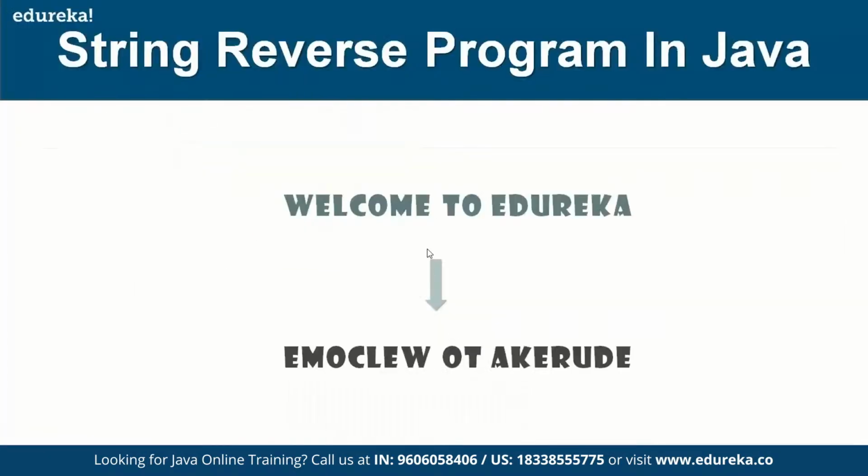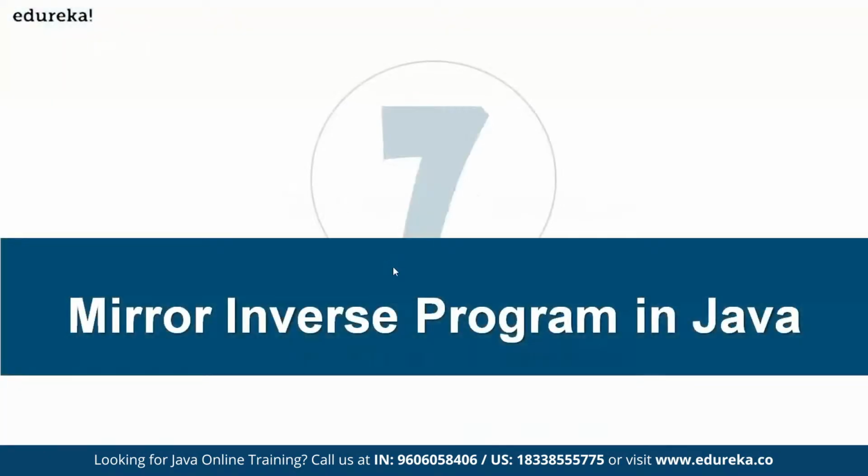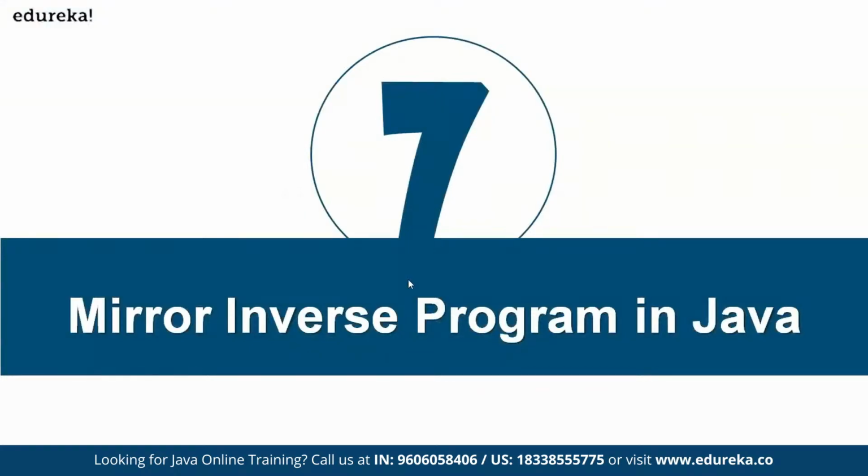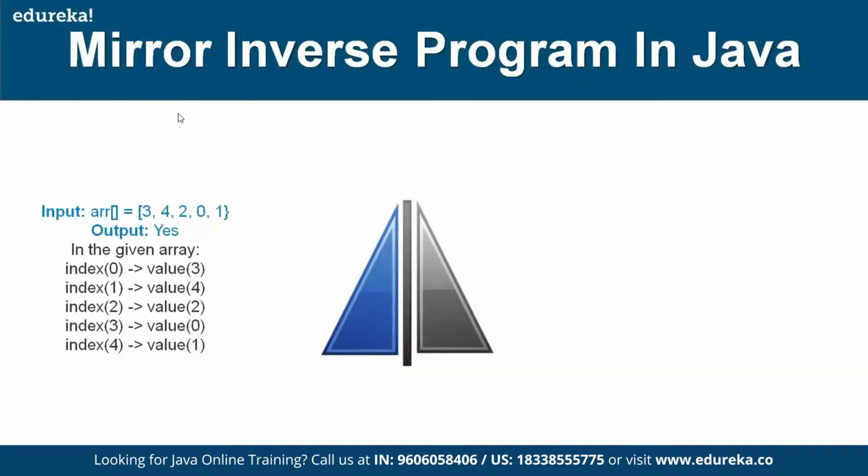The another one which we want to do is, what is that? Mirror inverse program. So I'll just tell you the logic of that. What do you mean by mirror inverse? So mirror inverse is nothing but this is an array. So there's a mistake. This is curly braces. So that should be curly braces. It's not square braces. It should be curly braces.